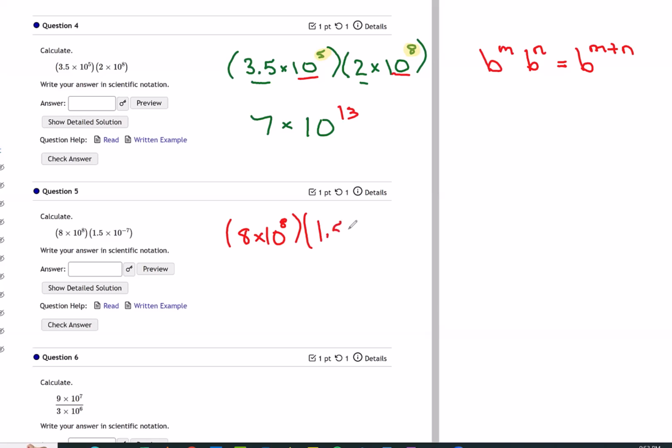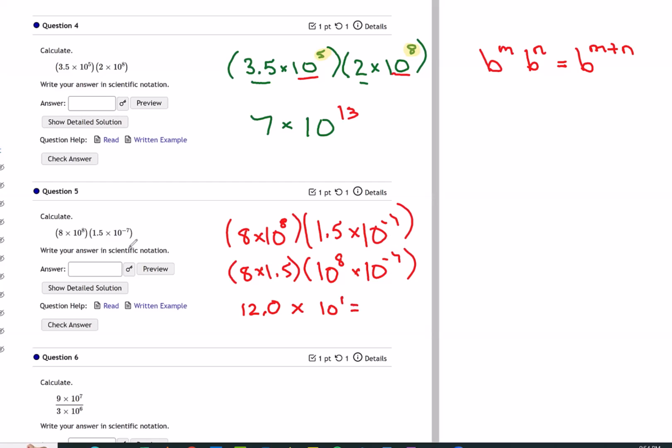Now we have 8 times 10 to the 8th power times 1.5 times 10 to the minus 7. What we're going to do here is multiply 8 times 1.5. And then we're going to rewrite this as 10 to the 8th times 10 to the minus 7th. I did this on purpose because it'll be easier to multiply these. 8 times 1.5 is going to be 12. Times 10, well, we have 8 plus minus 7, 10 to the 1.